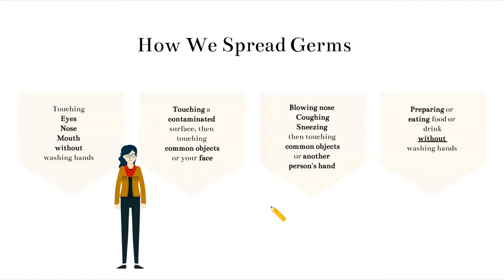Blowing our nose, coughing, or sneezing, and then touching common objects or another person's hand is another way that we spread germs. And finally, when we're preparing or eating food or drink and we don't wash our hands first, we're potentially spreading germs.